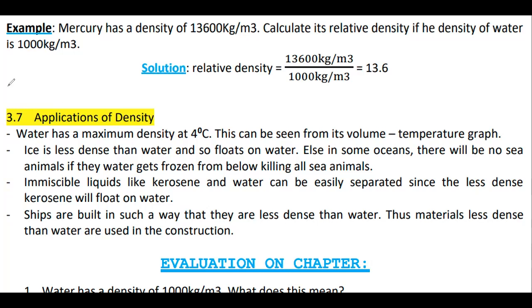Now, immiscible liquids like kerosene and water can be easily separated. This is one of the applications of density. Thanks to God that kerosene and water are not mixable, because of this you can easily separate kerosene from water as kerosene will float on top. Equally, another application is that ships are built in a way that they are less dense than water. If you make a ship more dense than water, of course, you know what will happen. It will sink. Thus, materials less dense than water are used in the construction of ships.